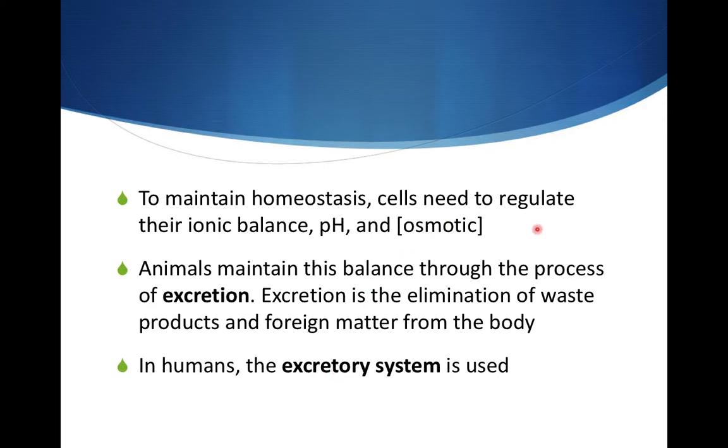To maintain homeostasis, cells need to regulate their ionic balance, their pH, and their osmotic concentration. Animals can maintain this balance through the process of excretion. Excretion is the elimination of waste products and foreign matter from the body, and in humans we use our excretory system.